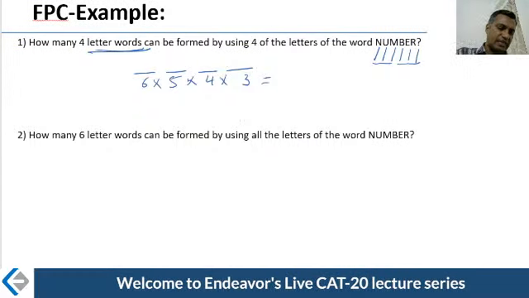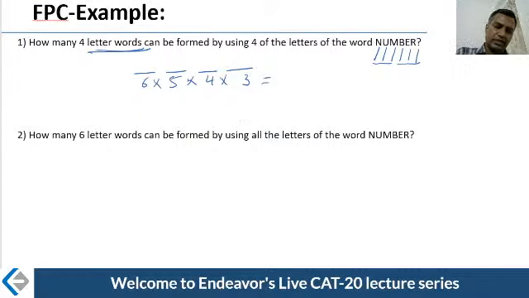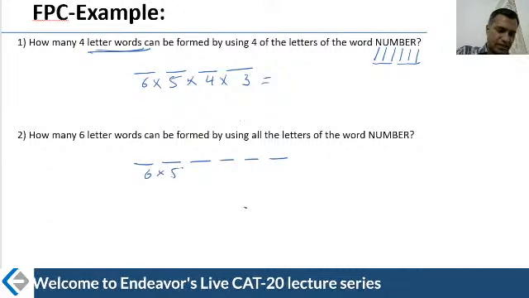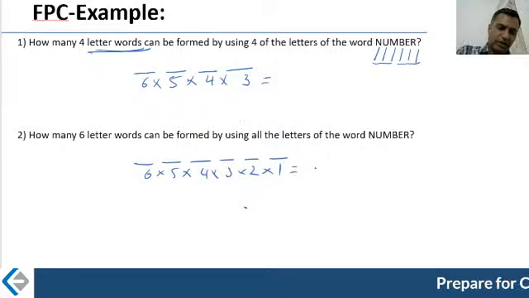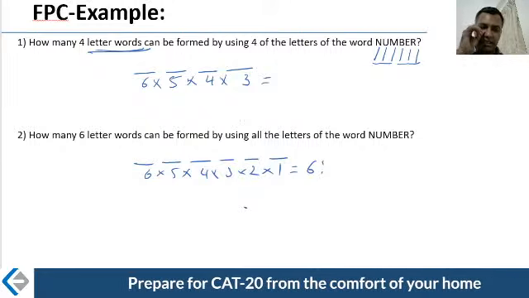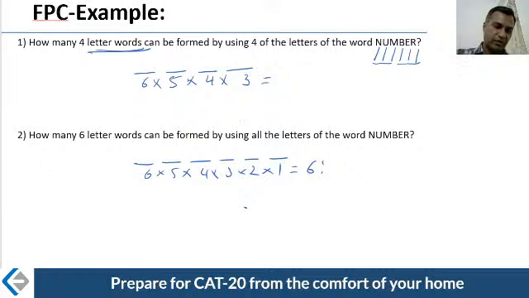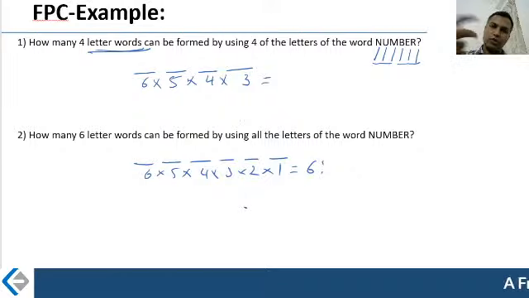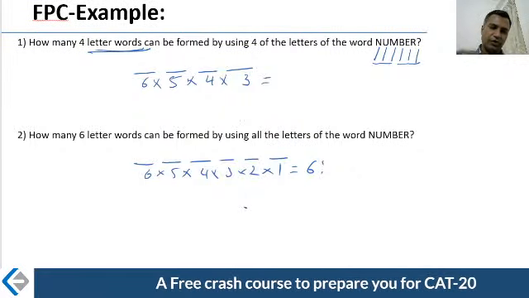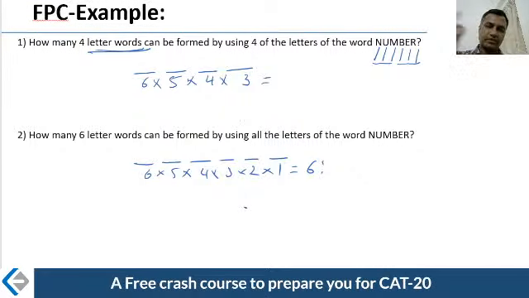Next one: how many 6-letter words can be formed by using all the letters of the word NUMBER? 6 factorial, because first place can be filled in 6 ways, then 5, 4, 3, 2, 1, which becomes n factorial. If there are 6 digits, it will be 6 factorial. If there are 4 places and 4 different letters, 4 factorial. Therefore, n things can go in n places in n factorial.